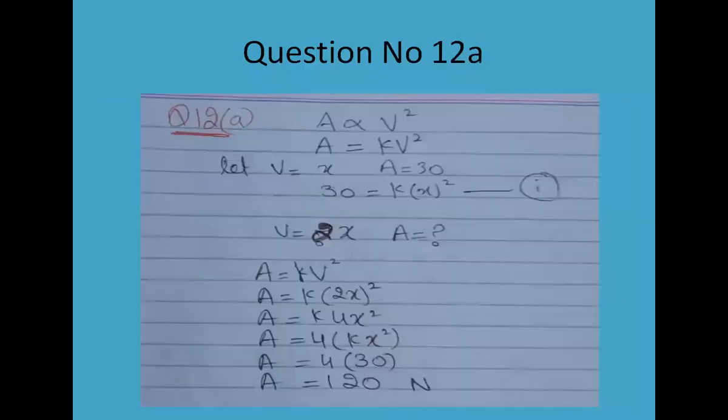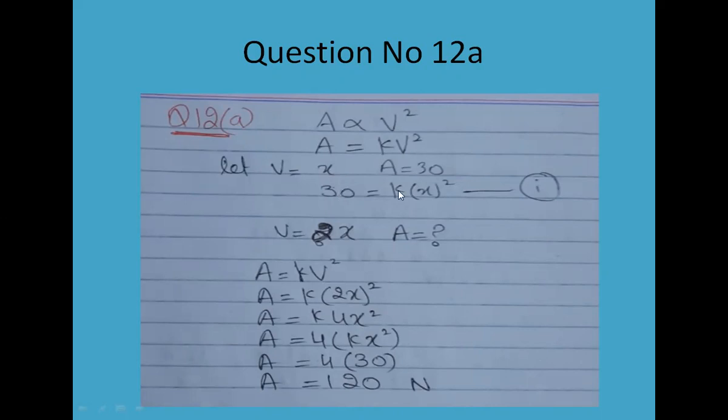Here we go. The air resistance is directly proportional to the square of the speed. So A is proportional to V squared. When I remove the proportional sign, I write an equal sign. So A equals kV squared. He says at a certain value of the speed, the air resistance is 30. So put these values here. I suppose the speed is x.